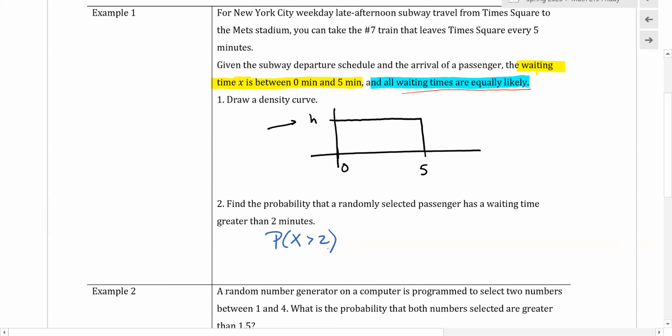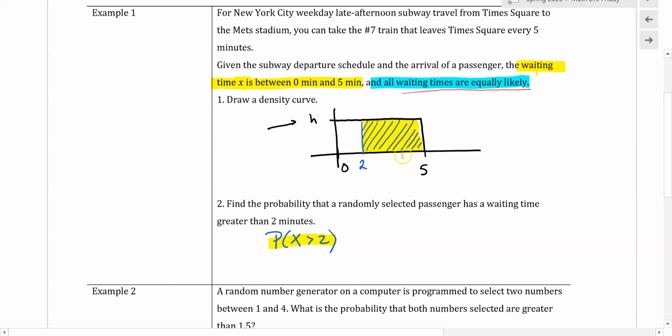So they're asking me what's the probability that your wait time is greater than 2. Well, I could find 2 minutes on here, somewhere around there. And wouldn't this be all the wait time that is greater than 2? Between 2 and 5 minutes, that whole area there is exactly the probability I'm looking for. Well, that area is easy to find. It's length times width, or length times height. That's a rectangle.